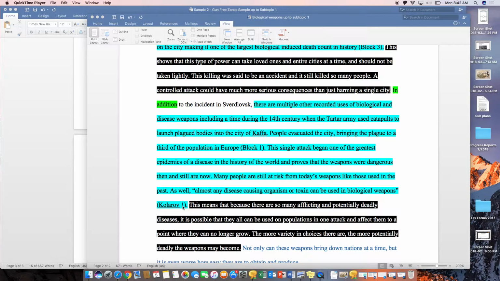This means that because there are so many afflicting and potentially deadly diseases, it is possible that they can all be used on populations in one attack and affect them to a point where they can no longer grow. The more variety and choices there are, the more potentially deadly the weapons may become. This student only used 2 concrete detail chunks. And then he gave his transition.